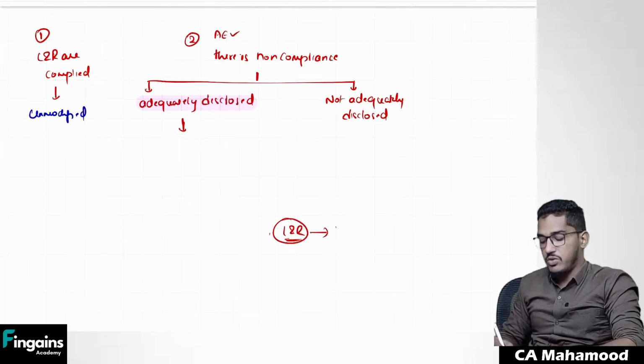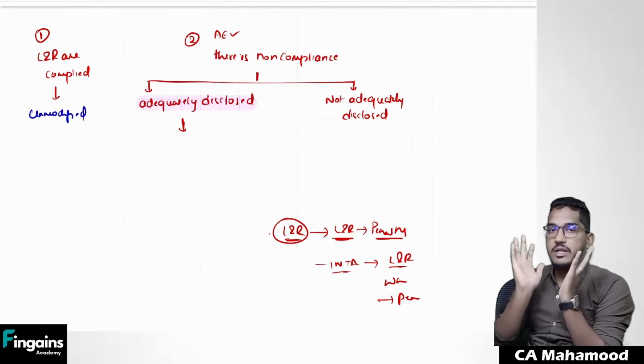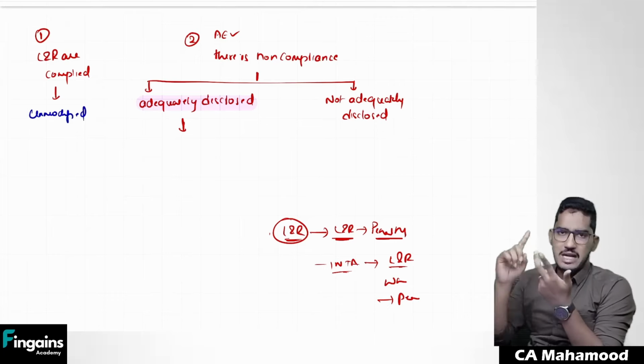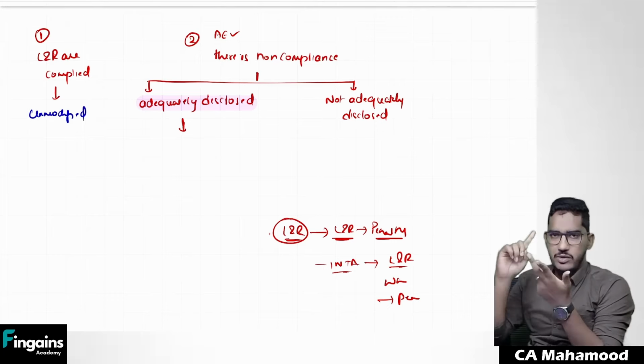So management made a non-compliance, but they did not hide anything. Clearly, they have given the effect in the financial statements. Why the non-compliance happened, what consequences they faced, what penalty they paid, everything is clearly explained in the financial statements. Now you tell me, in that case, are the financial statements misleading or not misleading? They are not misleading because management gave all the information.